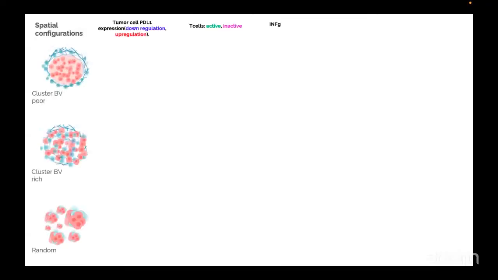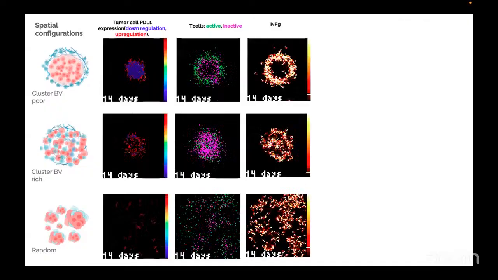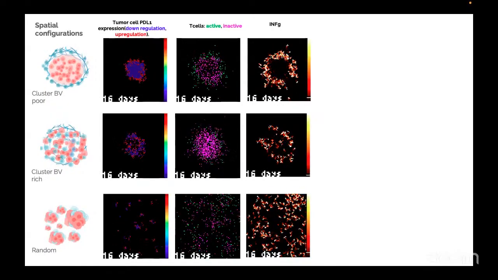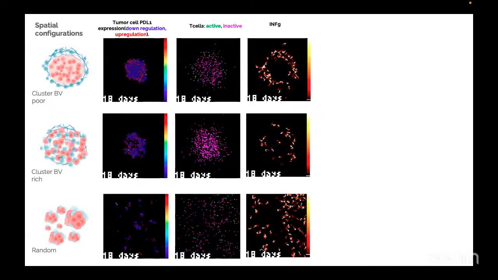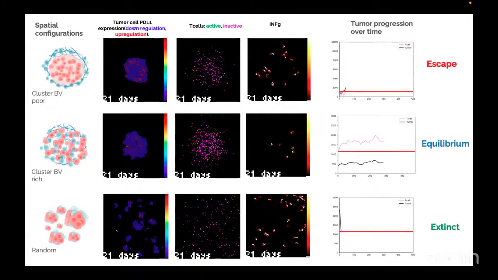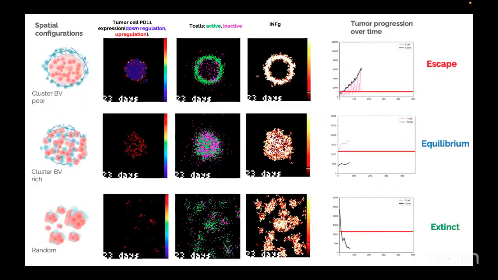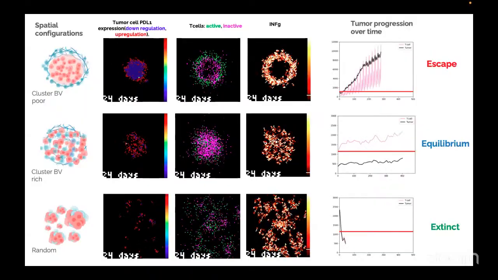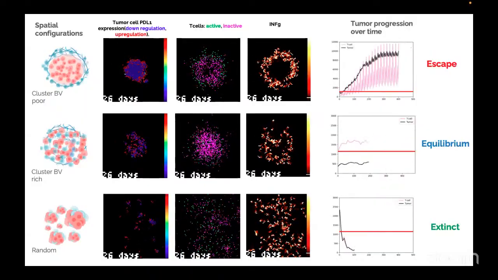Okay, so this is just a snapshot of, like, I have some GIFs here. So basically the rows would be the different spatial configurations. And the first column would be that of the tumor cell with the PDL1 expression, second column with the T cells, and the third column with the interferon gamma. So it seems it's already started at 17 days, but okay. And over here, what I wanted to show is we are able to achieve escape, equilibrium, and extinction. So first, second, and third columns here.